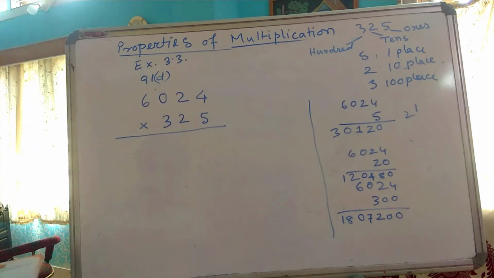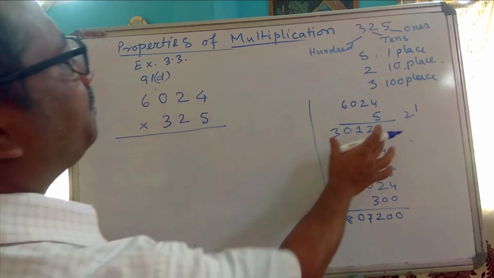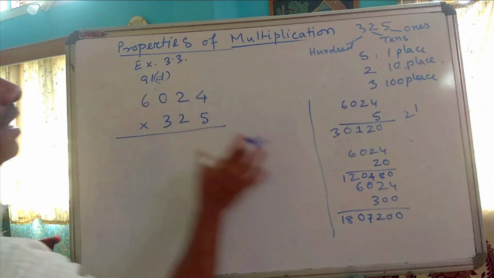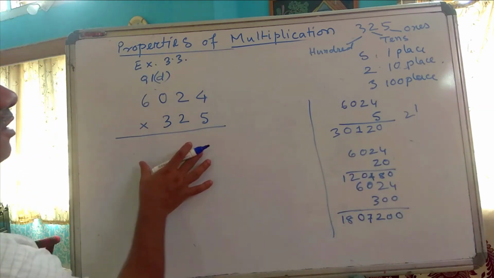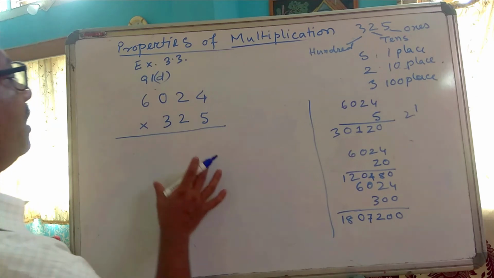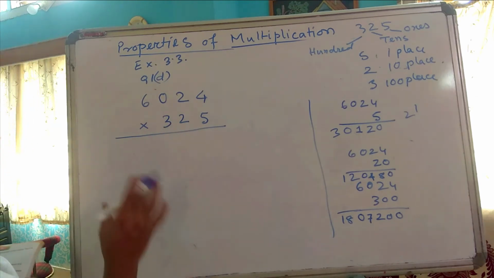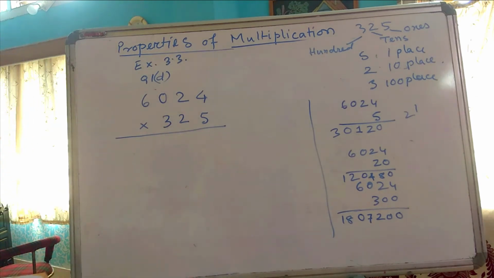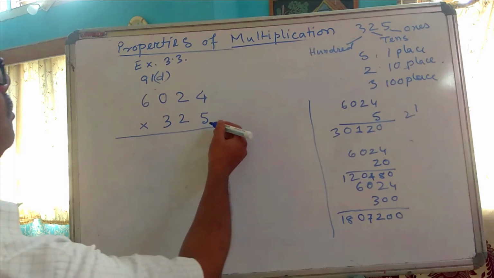Now you try to multiply directly here. You can put this number on the first row, this number in the second row, this number in the third row and you can add, or you can multiply directly. I will teach you this method also.